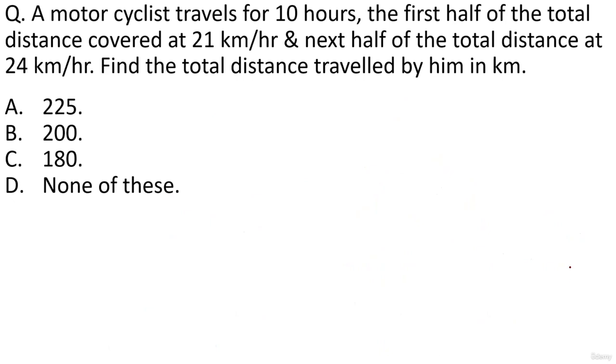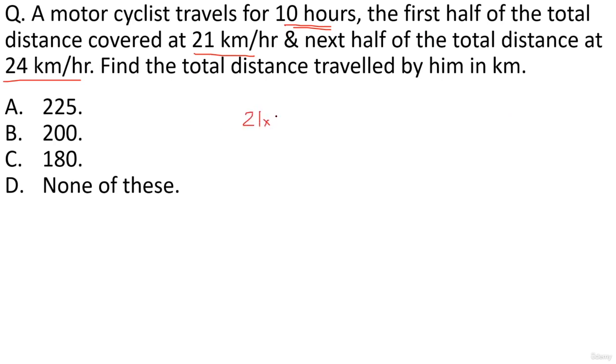Okay, so a motorcyclist travels for 10 hours. The first half of the total distance covered at 21 kilometers per hour, and the next half of the total distance at 24 kilometers per hour. Find the total distance traveled by him in kilometers. Very simple question, right? 10 hours ka journey hai. First half at 21 kilometers per hour, and second half at 24 kilometers per hour. So the total distance traveled is what?